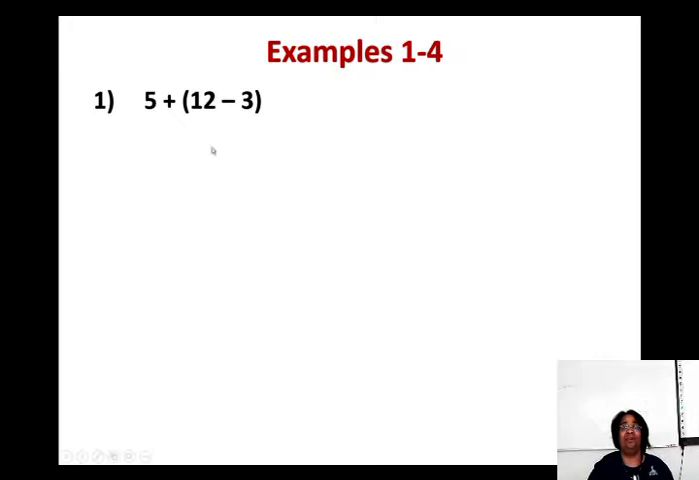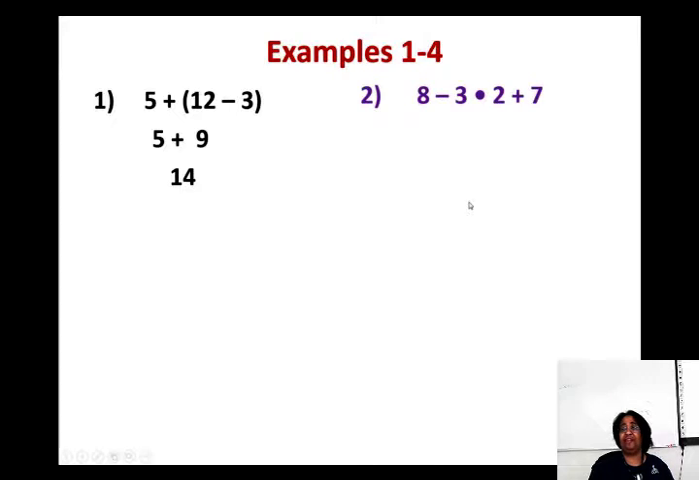12 minus 3, because it's in the parentheses. How much is that? 9. So I rewrite the problem. That helps me. I keep the 5, but what I'm going to do first mathematically is the 12 minus 3, and I get 9. Now I'm going to just do 5 plus 9, which is 14.